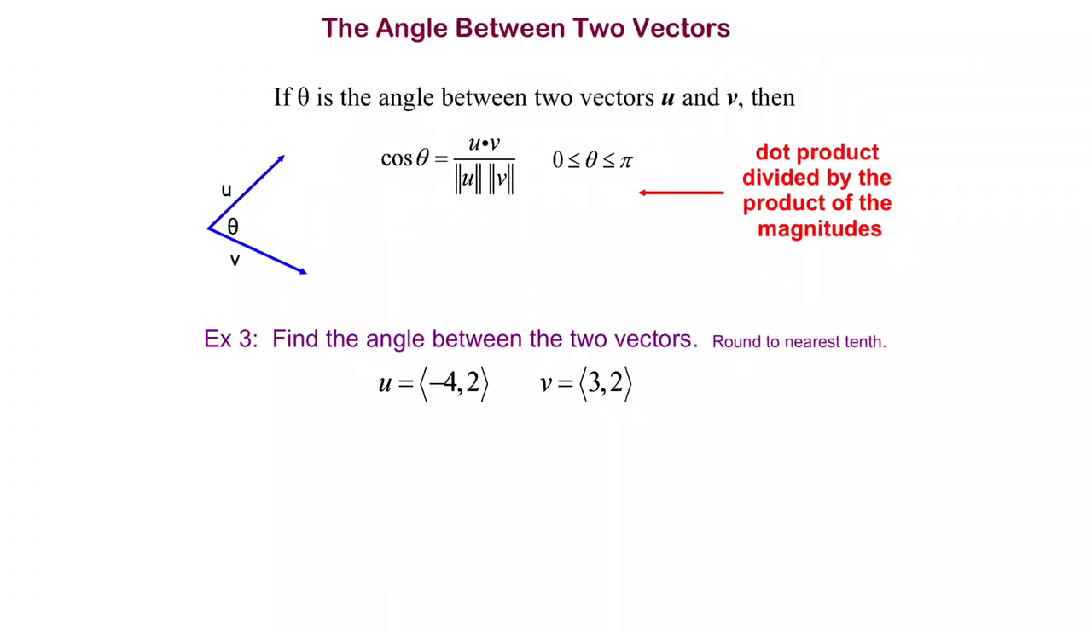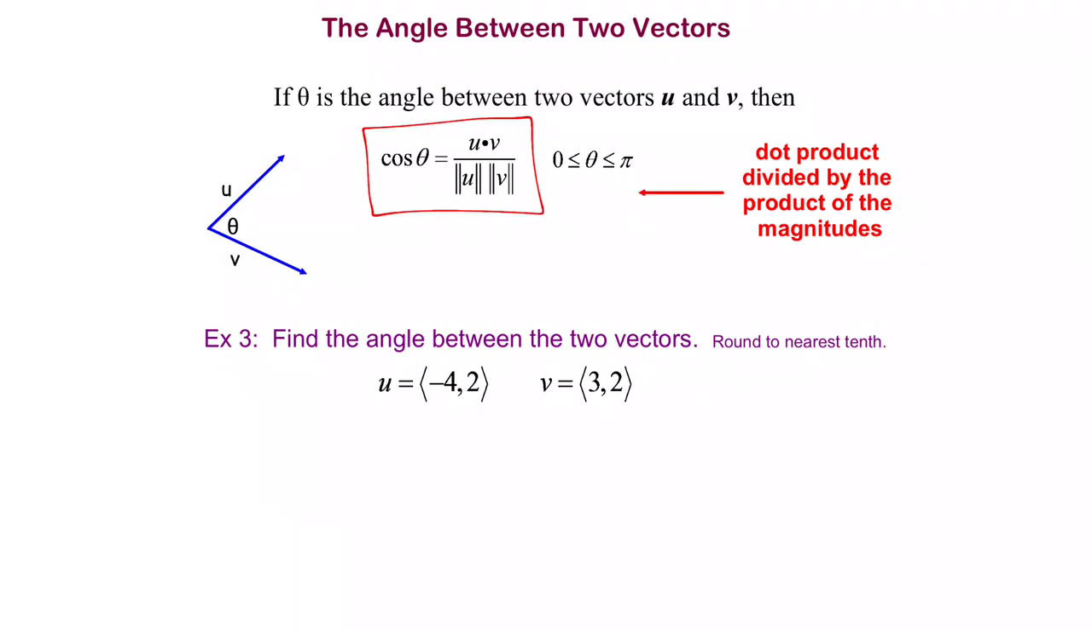And so the last thing we're going to look at in this video is the angle between two vectors. How do we find the angle between two vectors? Well, we had to understand and be able to find what the dot product was. So if theta is the angle between two vectors, as you can see from the picture, vectors u and v, then this formula will allow us to find the angle between the two vectors. So it would be the dot product of vectors u and v divided by the product of the magnitudes of vectors u and v.